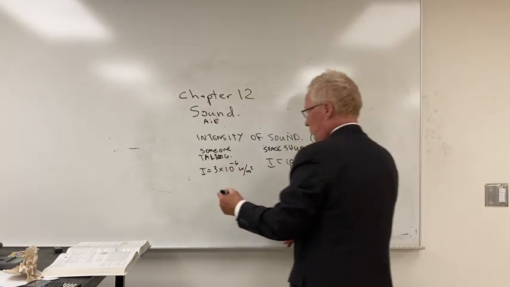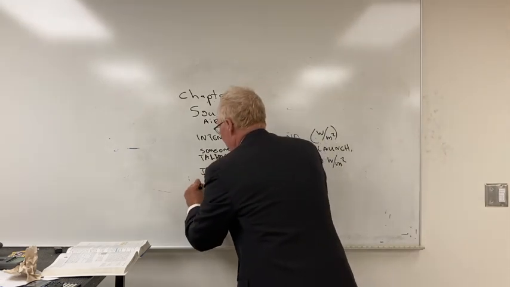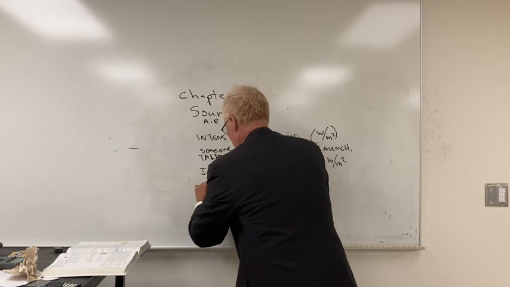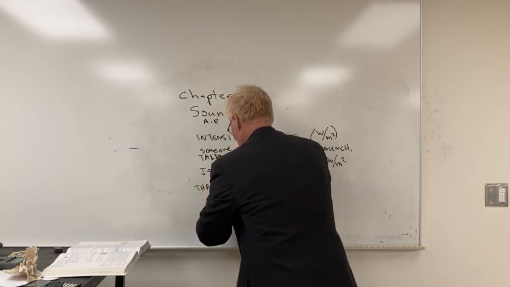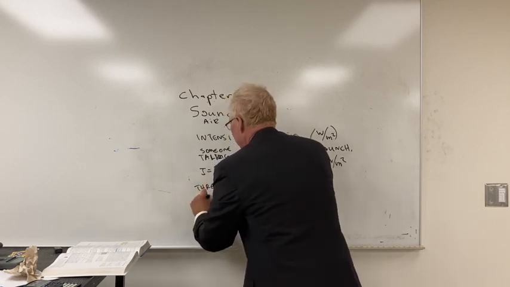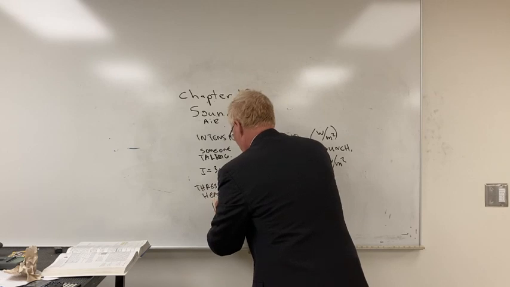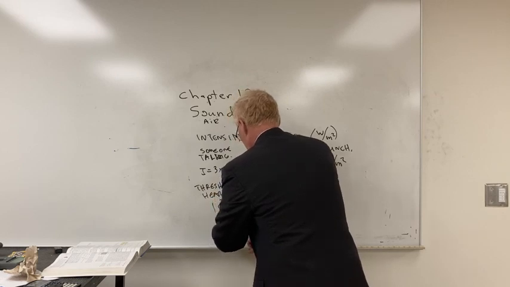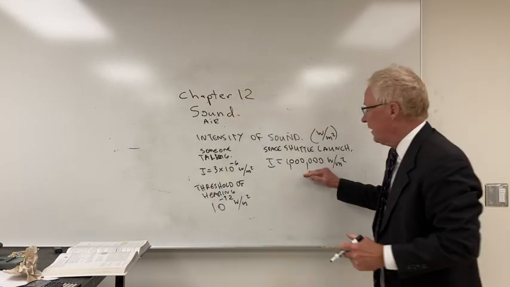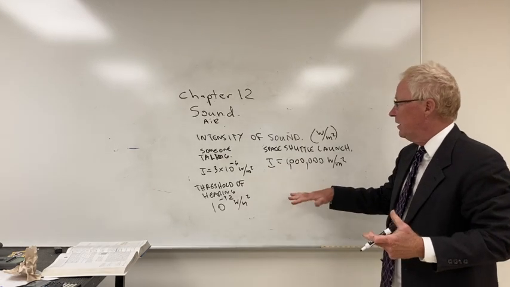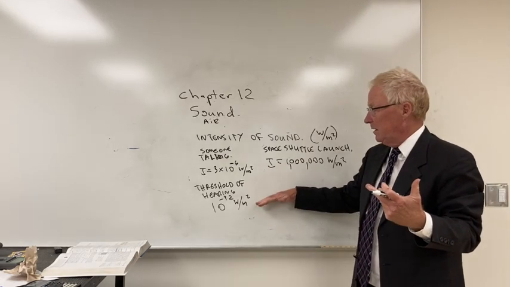The lowest a person can hear is what we call the threshold of hearing, and that's around 10 to the minus 12th watts per meter squared. So this is like 10 to the 18th or 10 to the 19th, approximately 10 to the 18th times that.